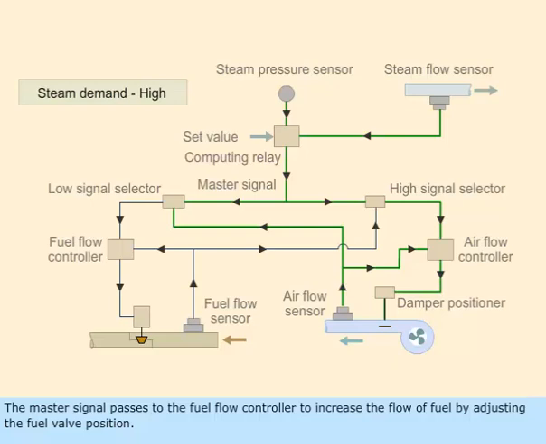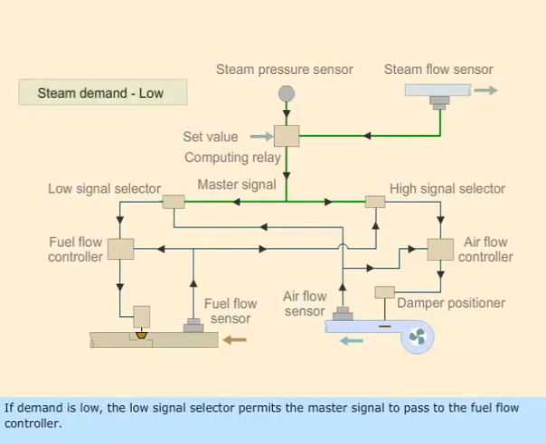The master signal passes to the fuel flow controller to increase the flow of fuel by adjusting the fuel valve position. If demand is low, the low signal selector permits the master signal to pass to the fuel flow controller.